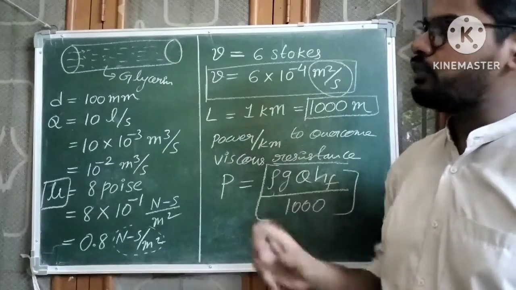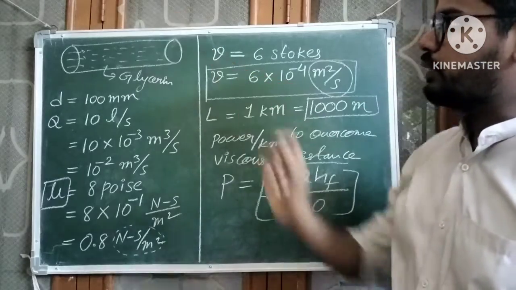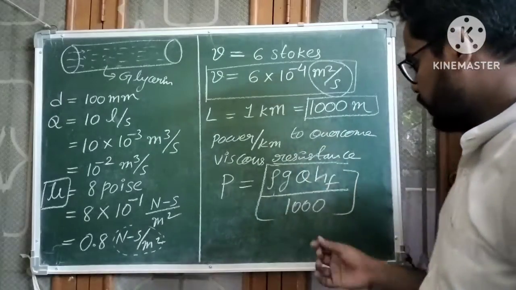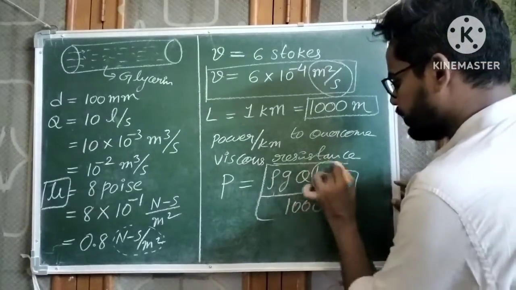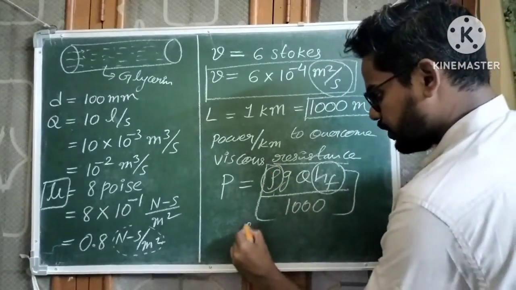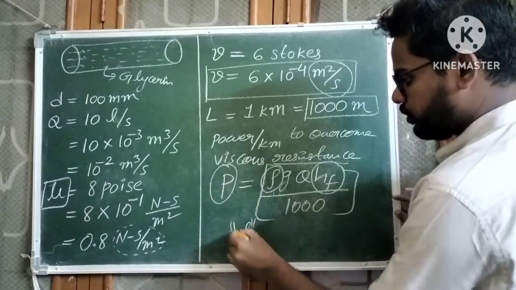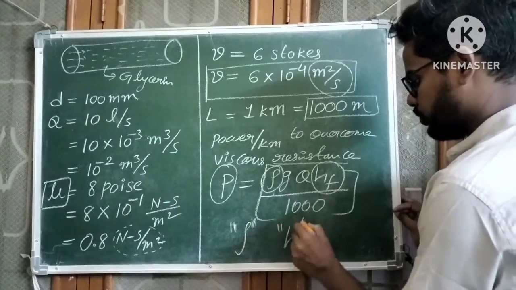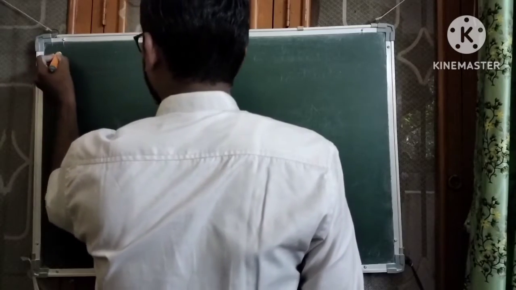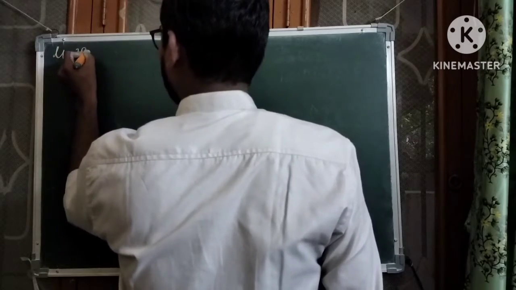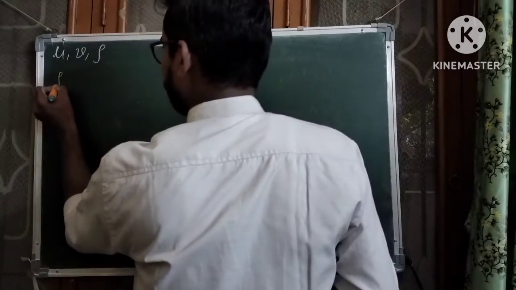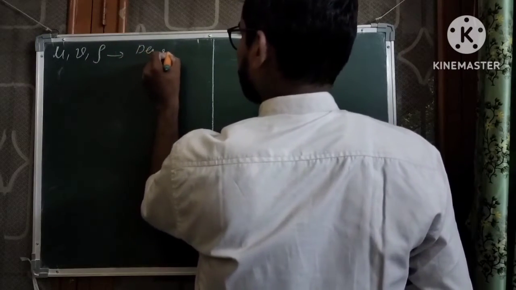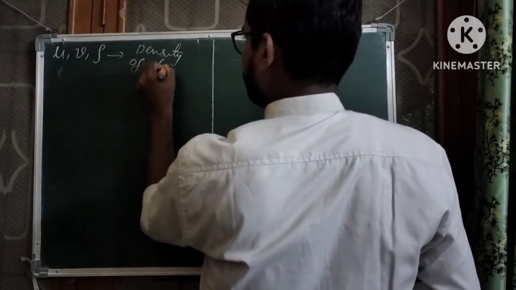What is the head loss in this pipe due to friction? There is friction between the fluid layers and the pipe surface. So first of all, we need hf and rho. We need the density of glycerin to find the power, and at the same time we need the head loss due to friction. What is the relationship between dynamic viscosity, kinematic viscosity and density? Here rho means density of glycerin.